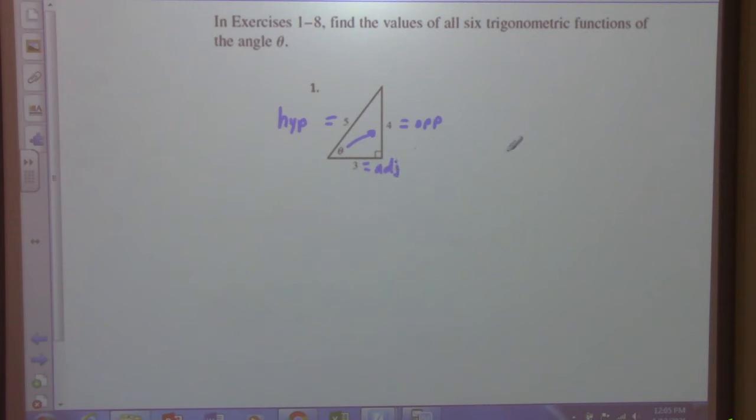And so we want all 6 trigonometric functions. I like to use the word ratios instead of functions here. And why do I like to use the word ratio? What does the word ratio remind you of? A fraction, right? So in saying ratio, I'm remembering that it's something divided by something. The word function doesn't exactly convey that.